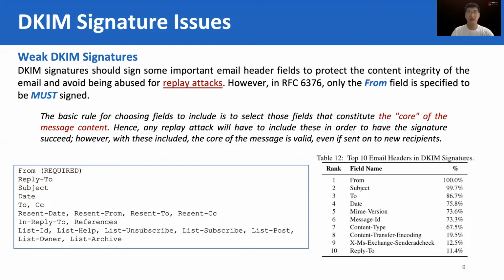RFC only provides a basic guideline that DKIM signatures need to protect the core content of the email message. Actually, we found that the header fields signed in the DKIM signatures vary among different email services. There is not a consensus in the actual implementation. Almost all of the domains have signed From and Subject fields. However, only 11% of domains have signed Reply-To fields.